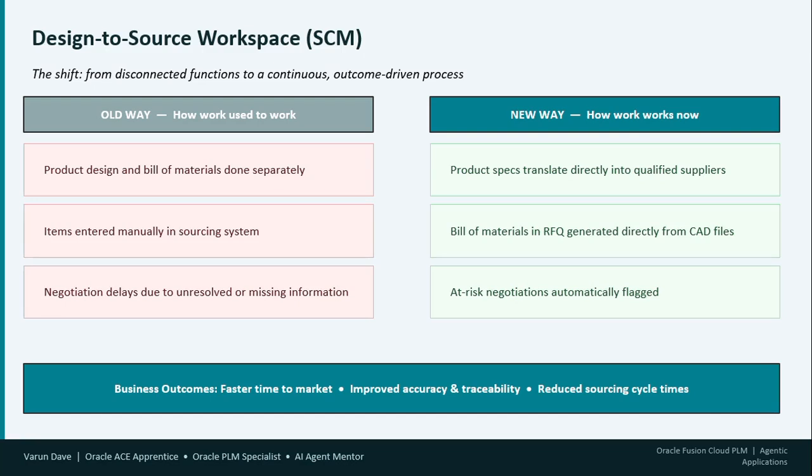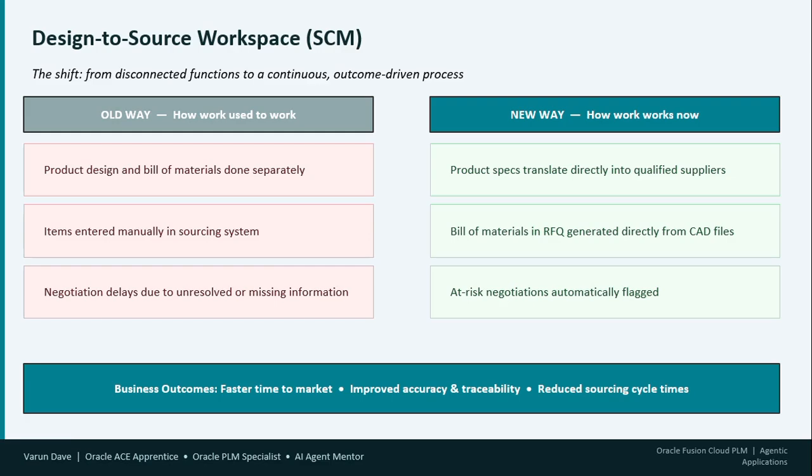So now let's be direct about what this agent replaces. In the older way, the product design and bill of material were done in one system, sourcing happened in another system, and the handoff between them was manual. Spreadsheets, email, copy-paste. Items had to be entered manually into the sourcing system, and when a negotiation hit a snag because of missing specs or unresolved compliance issues, there was no early warning. You found out when the delay had already occurred.